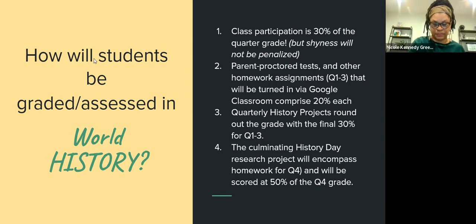And that's why that parenthesis is there. It should say the culminating History Day research project, in parentheses, will encompass homework for quarter 4, and it will be scored at 50% of the quarter 4 grade. So it'll be 20% of the homework leading up to it, and then the other 30% will be the grade for the History Day project. Hopefully that's clear. If you have any questions about that, be sure to reach out, and I'll give you information on how to get in touch with me at the end of the video.